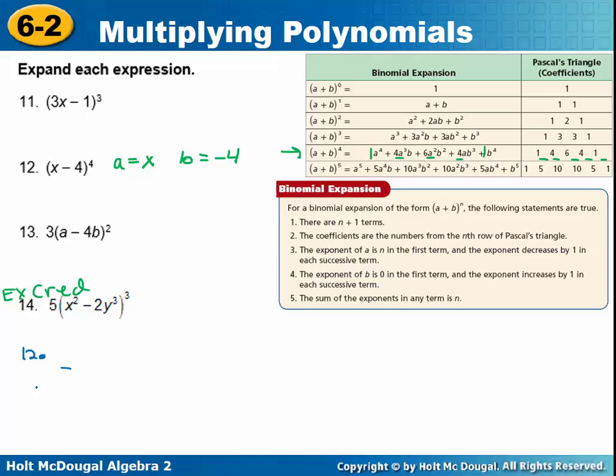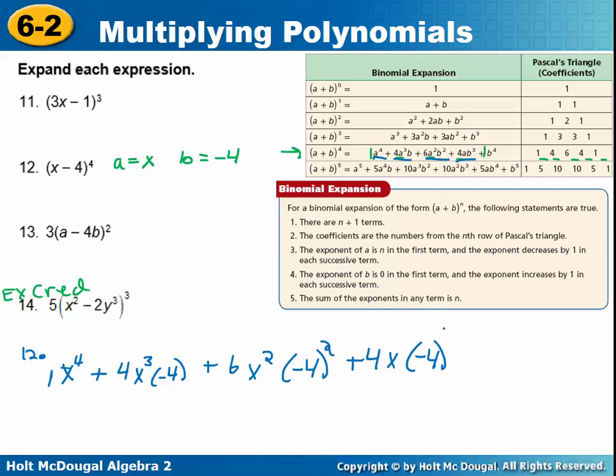So I need 1a to the fourth, but a is x. So I have 1x to the fourth, plus 4 times a cubed, but a is x cubed, times b, and b is negative 4. Okay, so I did this one, and I did this one. Now I need the next one. It says plus 6a squared, and that's just x squared, times b squared. b is negative 4, so I have to square that. Did that one. Okay, now I'm on this one. Plus 4a, a is x, times b cubed, and b is negative 4. Okay, last one, plus b to the fourth power.